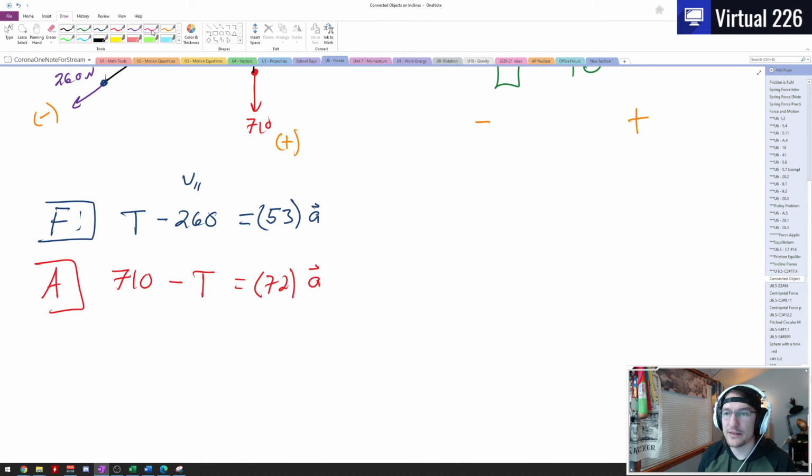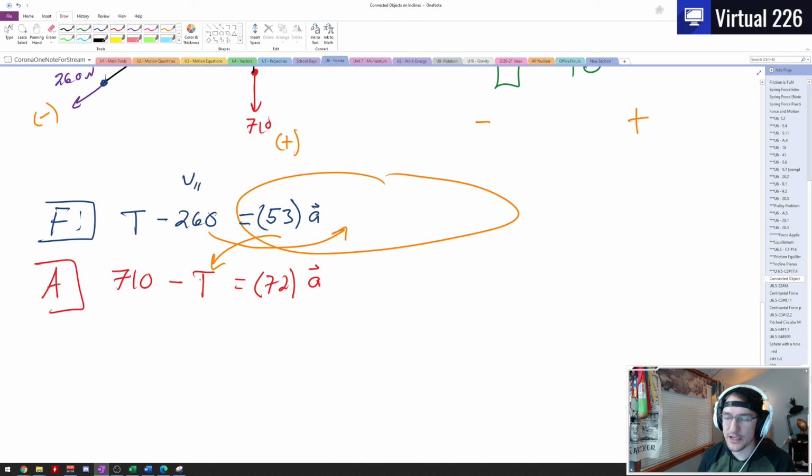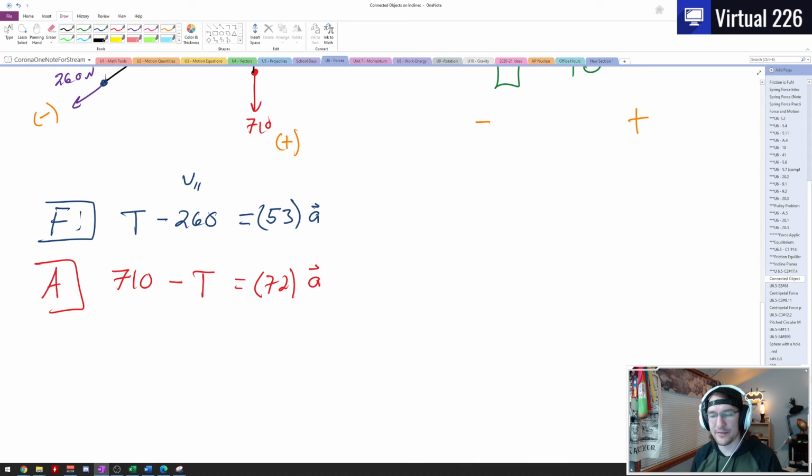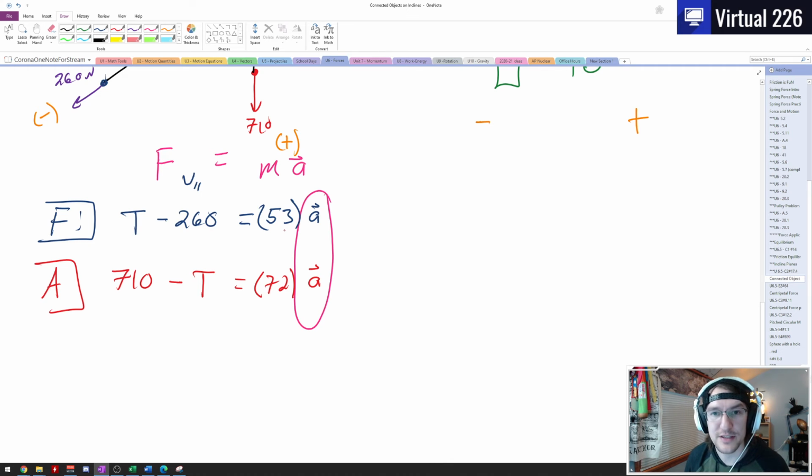There are many ways to solve this system of equations. Some people like to move the 260 over and then substitute all of this in for T and work it out with a big substitution method. That's totally fine if you like to do that. There's nothing wrong there. What I like to do, and I was taught this by my high school physics teacher, is this: my forces are on the left-hand side, because tension's a force, the 260 is a force, the 710's a force. And on the right-hand side, I have masses multiplied by accelerations, and these accelerations are the same.